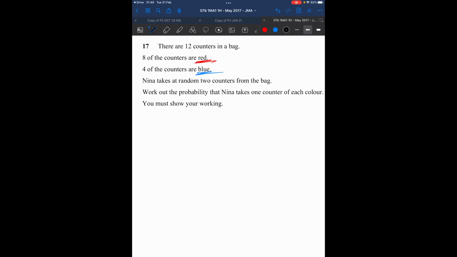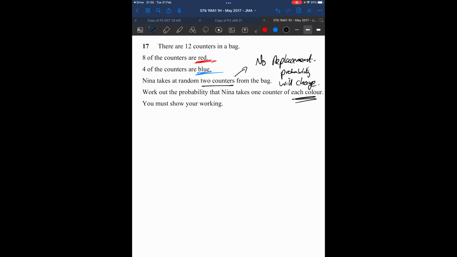Nina takes at random 2 counters from the bag. So she's going to take the thing once. She's going to take the thing twice. Does it sound like she's putting anything back? I would say no. So I would call this a no replacement situation. It means that the probabilities, because this is a probability question, will change. Work out the probability that Nina takes 1 counter of each colour.